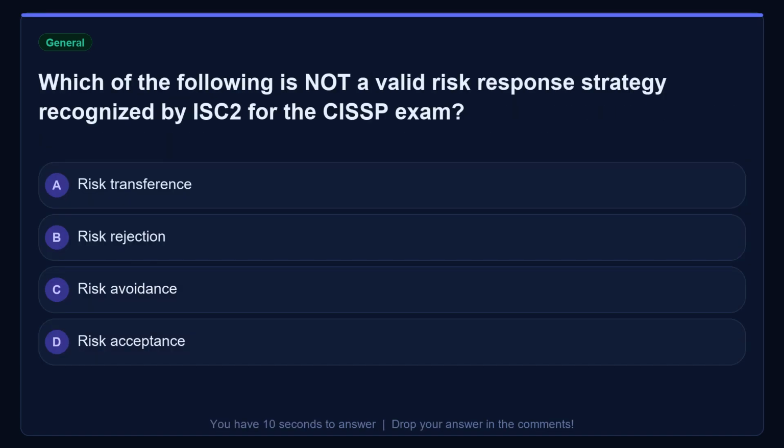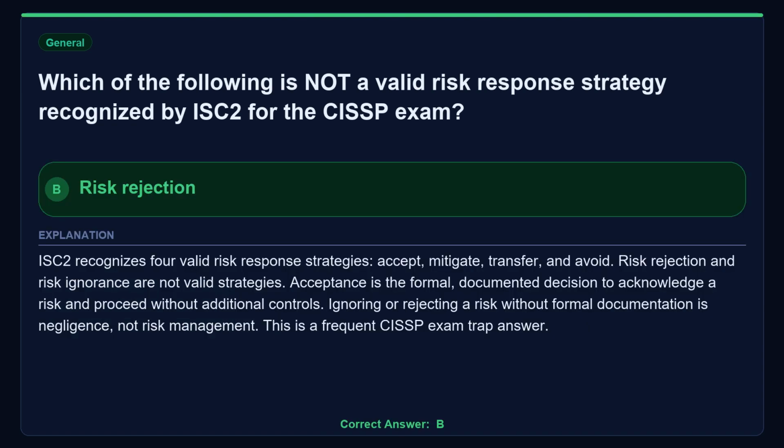Which of the following is not a valid risk response strategy recognized by ISC² for the CISSP exam? The correct answer is B, risk rejection.